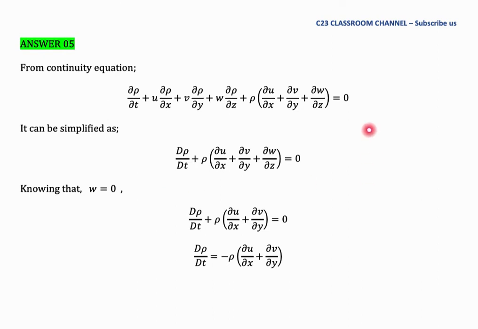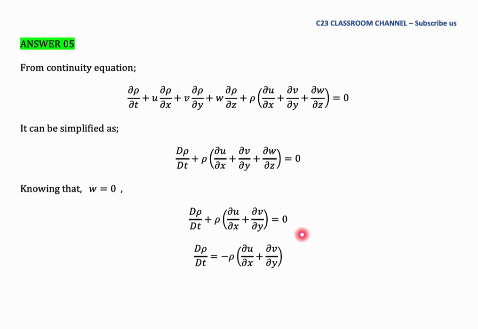So this is the continuity equation that we learned previously. It can be simplified as ∂ρ/∂t plus ρ(∂u/∂x plus ∂v/∂y plus ∂w/∂z) is equal to 0. And we know that the value of w is equal to 0, so we could substitute in this term and it will become 0. We could simplify this one.